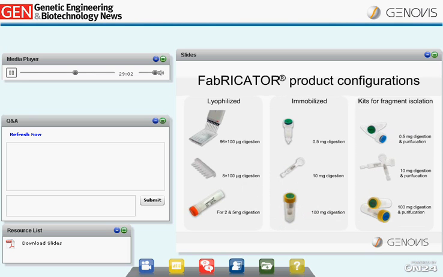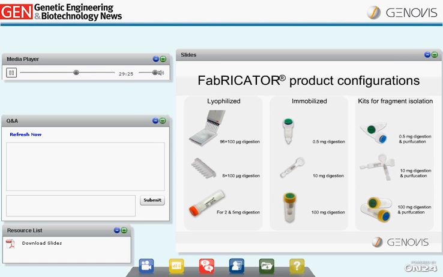The FabRICATOR enzyme is available in several configurations. It's available as lyophilized powders in different amounts, ranging from small amounts, individually packed for just adding the enzyme and run, to higher amounts for aliquoting or digestion of larger amounts of IgG. It's also available as a customized format upon request.